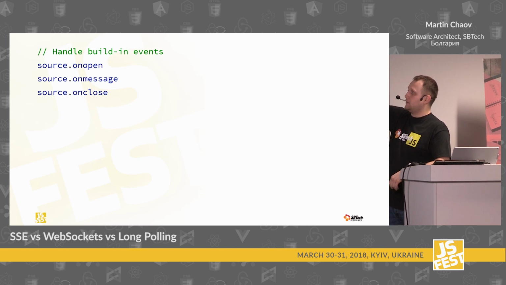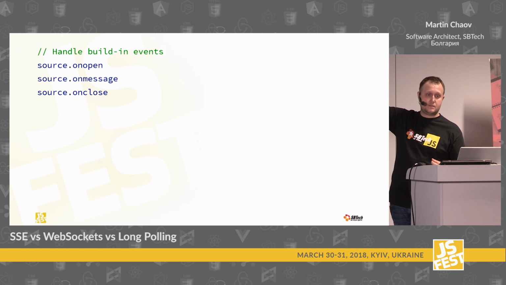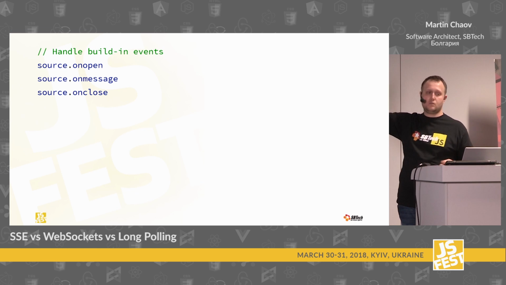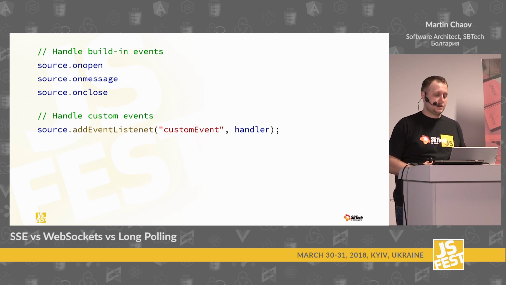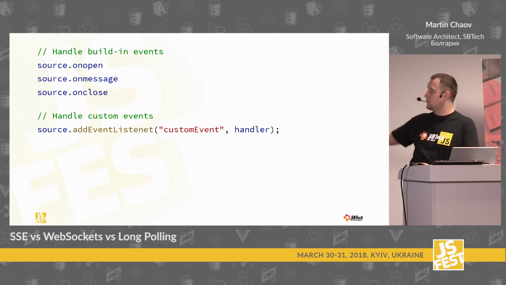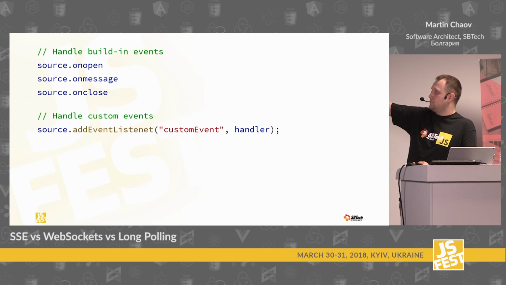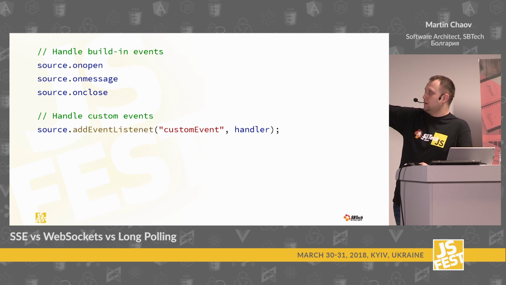So on the client, I have 3 main default messages, which are allowing me to handle errors, messages, and open, like, makes sense. Then I have the ability to handle custom messages, meaning that I can send this string as a name of event from the server, and I will be able to listen for it with the classic event listener.